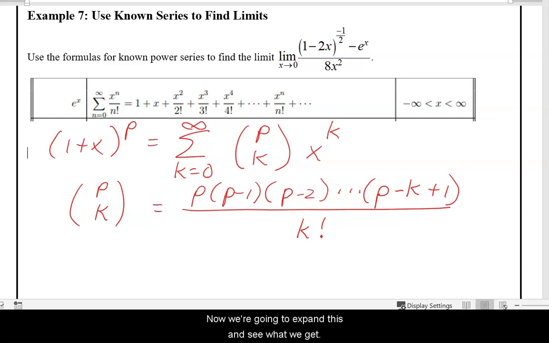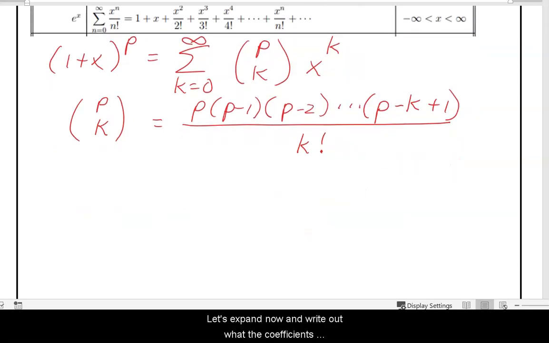Now we're going to expand this and see what we get. By definition, remember that when k is 0, we define that to be 1. Let's expand now and write out what the coefficients are going to be for the p choose k part. I will put these in purple so you can distinguish them from the rest of the work.